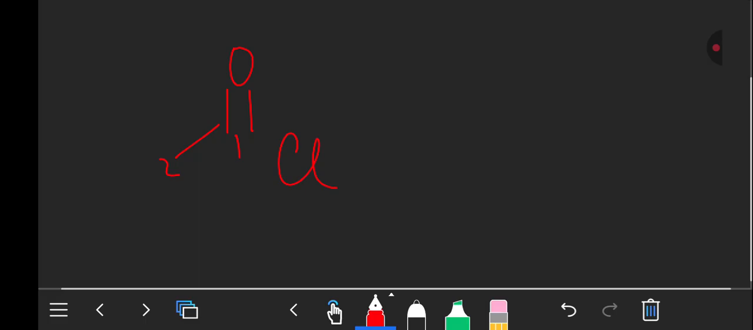So it has 2 carbon atoms. Because it has 2 carbon atoms, the name should start with eth, right? So the name should start with eth, like that.